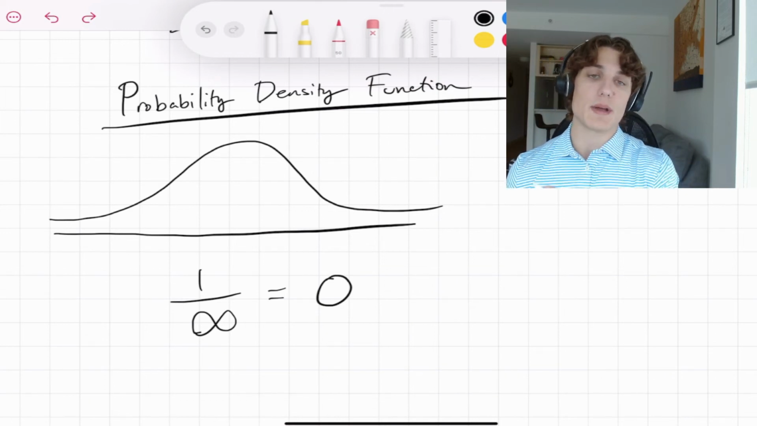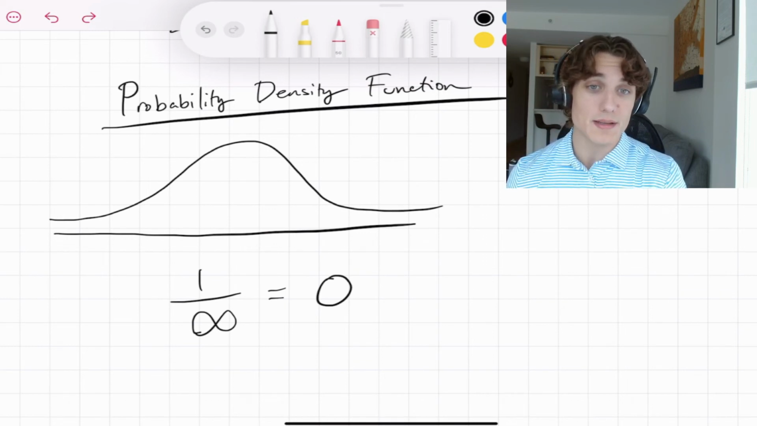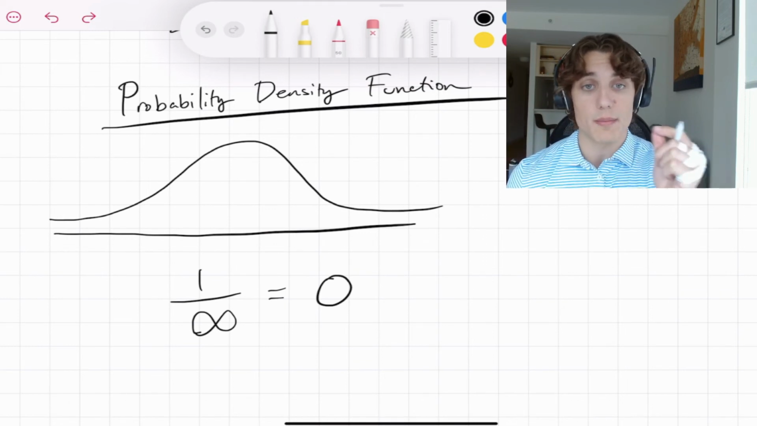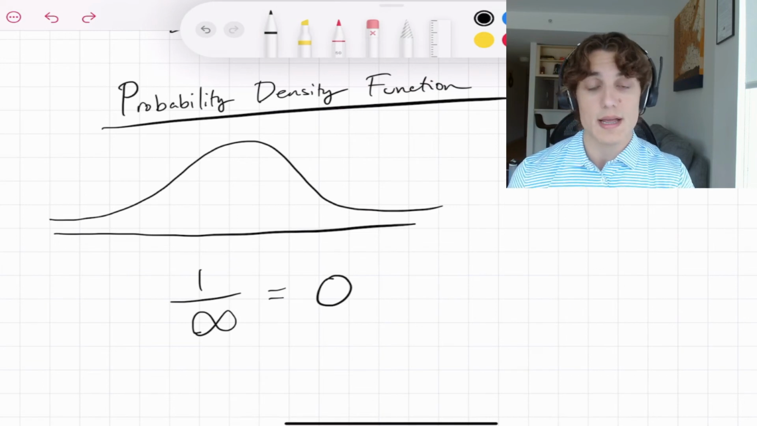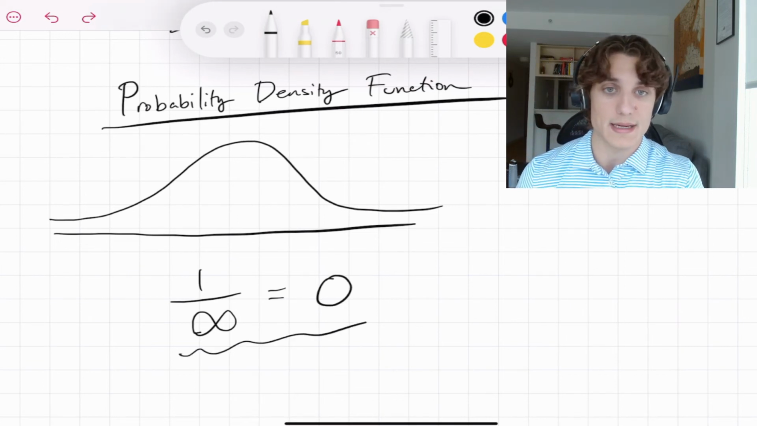But in a theoretical sense, just for those who are interested, the actual specific probability of any particular outcome of this continuous distribution is going to be 0, as seen by this kind of toy example here.